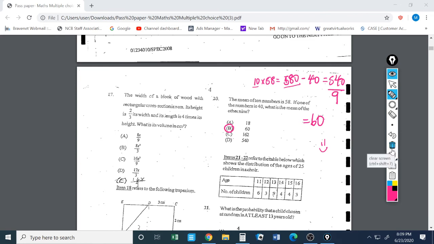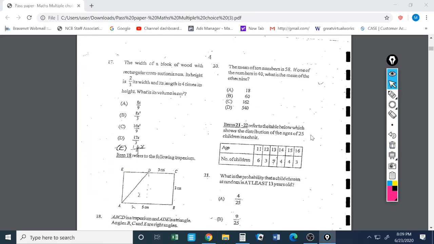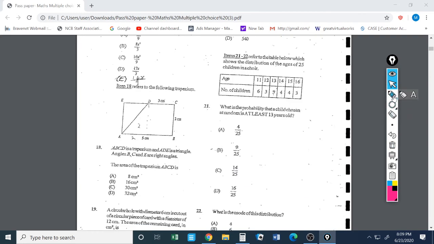All right, so let's look at the next one here. Let me go slower for this one. Let me not go too fast. And it says, refer to the table below which shows the distribution of ages of 25 children in a choir.